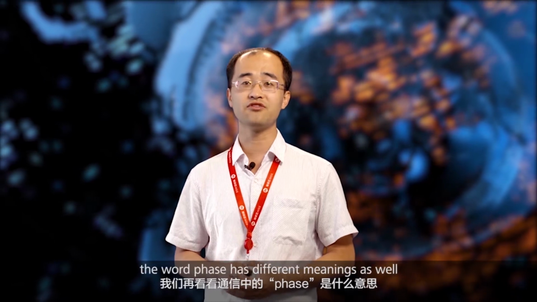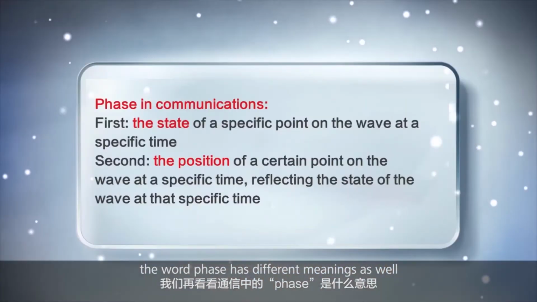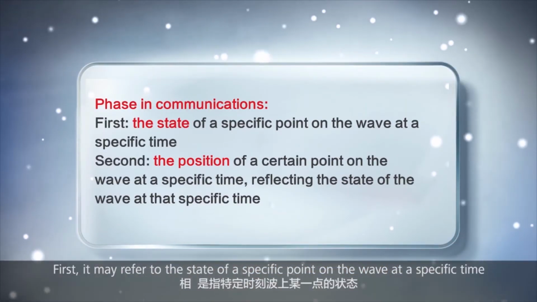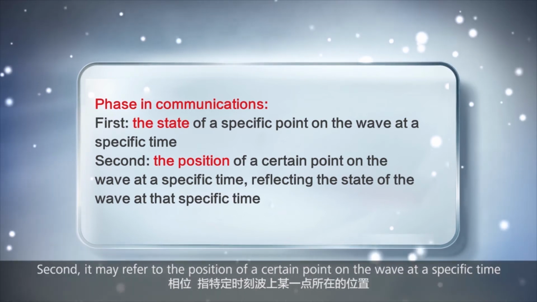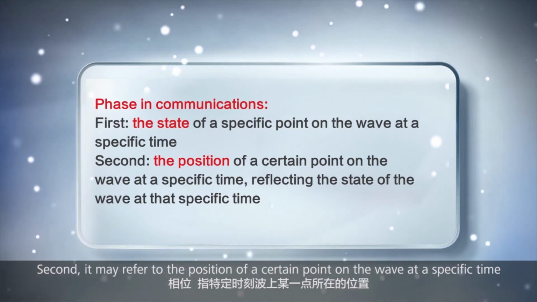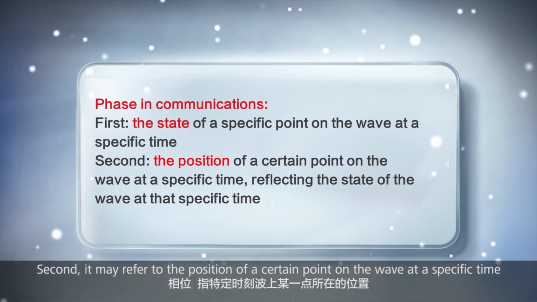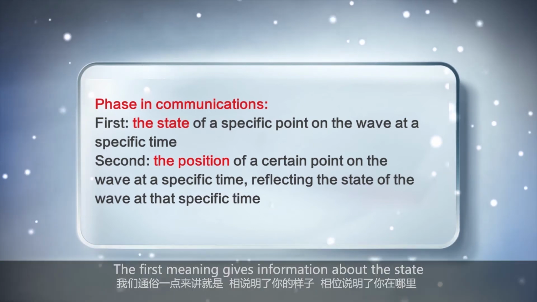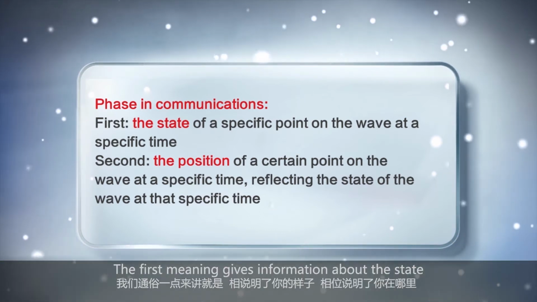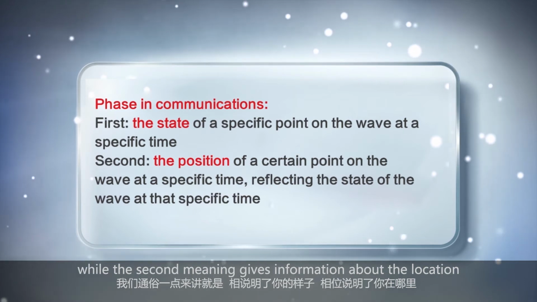In communications, the word phase has different meanings as well. First, it may refer to the state of a specific point on the wave at a specific time. Second, it may refer to the position of a certain point on the wave at a specific time, reflecting the state of the wave at a specific time. The first meaning gives information about the state, while the second meaning gives information about the location.